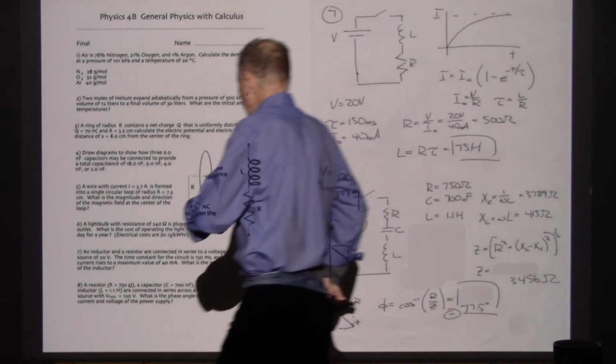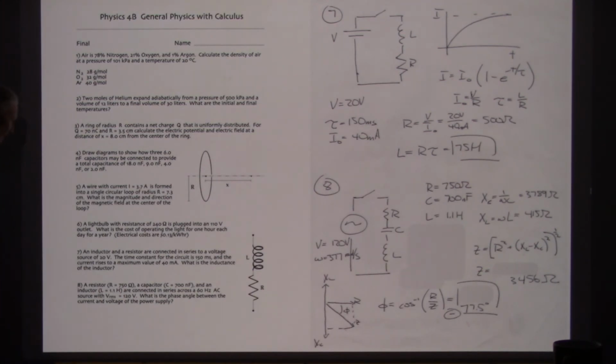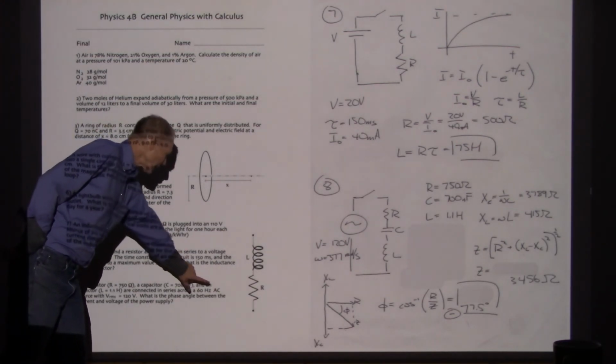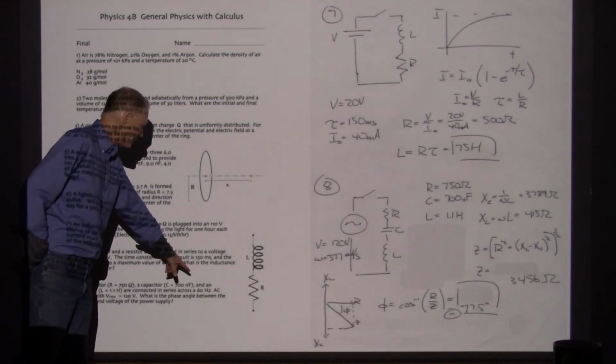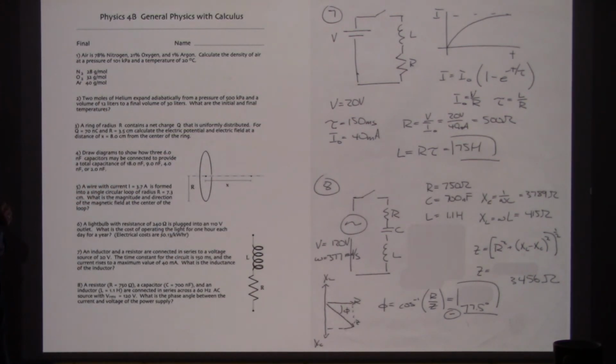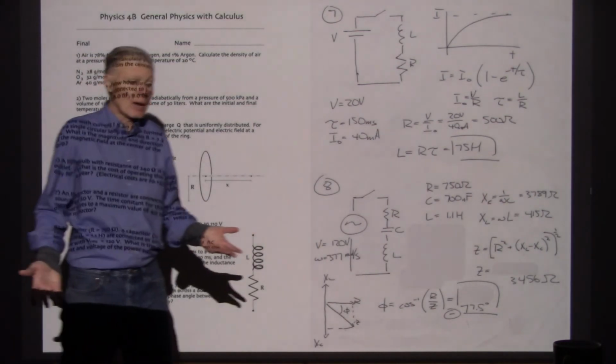Okay, let's get to this last problem here. So here's the whole entire final. The last problem says we have a resistor, a capacitor, and an inductor. This time, instead of a DC power supply, they have an AC power supply. It explicitly says AC power. It says it's at 60 hertz, and that the VRMS is 120 volts. That's a standard outlet, right?